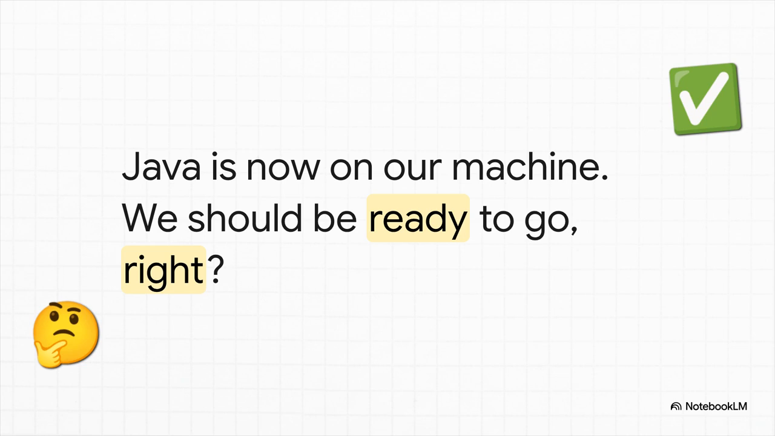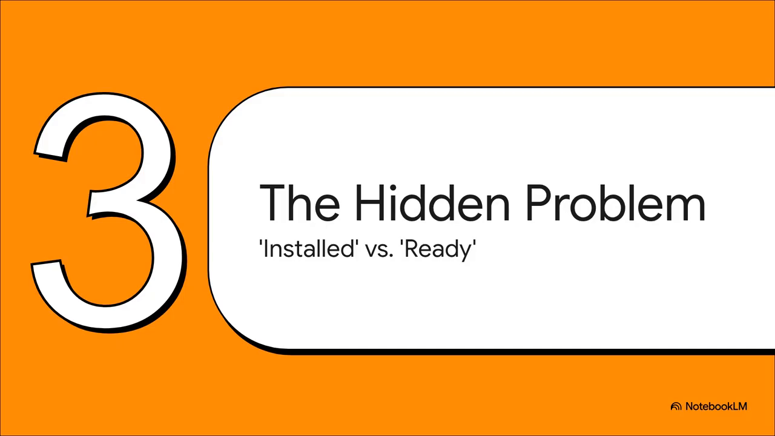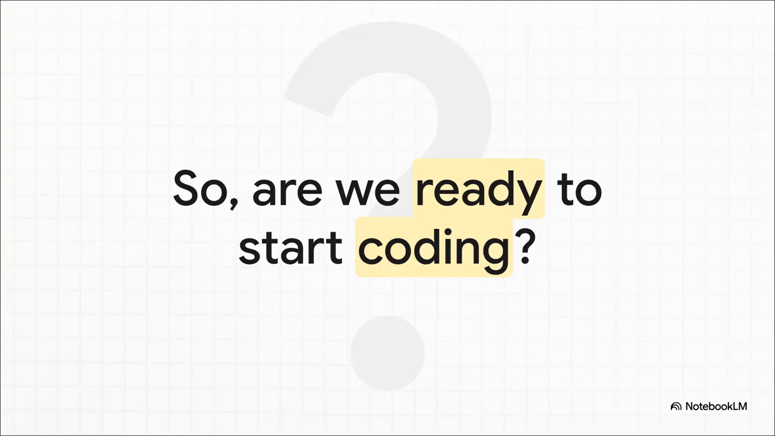See? Easy. So we're all set to start automating, right? Right? Well, not so fast. This brings us to what I call the hidden problem. This is the exact spot where so many people get stuck. See, just because the files are on your computer doesn't mean your computer actually knows how to use them yet. Installed doesn't mean ready. So let's put it to the test. Are we actually ready to start coding?